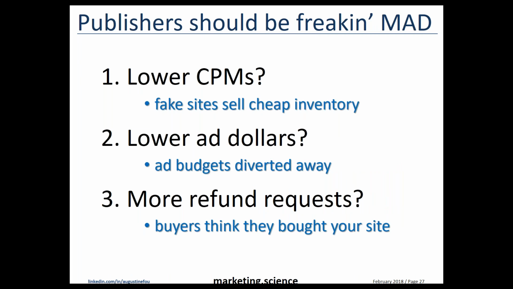So all that being said, now let me close the loop and say how good publishers are being affected by the fraud. I think good publishers should be freaking mad about this because lower CPMs are caused by fake sites selling cheap inventory. So when here are some fake sites selling 30-cent CPM inventory, it's very hard for a legitimate publisher to continue to charge $35 CPMs, right? Because the buyers are going to be attracted by the lower cost, cheap inventory. So of course there's downward pressure, pricing pressure on good publishers' CPMs.